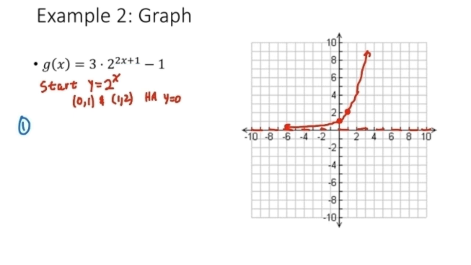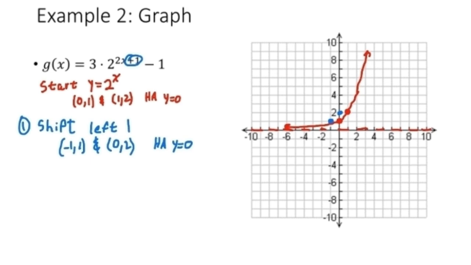So first, handling the plus 1 in the exponent, the plus 1 tells us we're shifting left 1 unit. So our point (0, 1) goes to (-1, 1), while our point (1, 2) goes to (0, 2). As for the horizontal asymptote, because this is a horizontal transformation, and our horizontal asymptote is already a horizontal line that stretches left and right forever, our horizontal asymptote will stay in place. Now connect the dots in our graph, and there's our graph. Next, we'll do the horizontal compression.